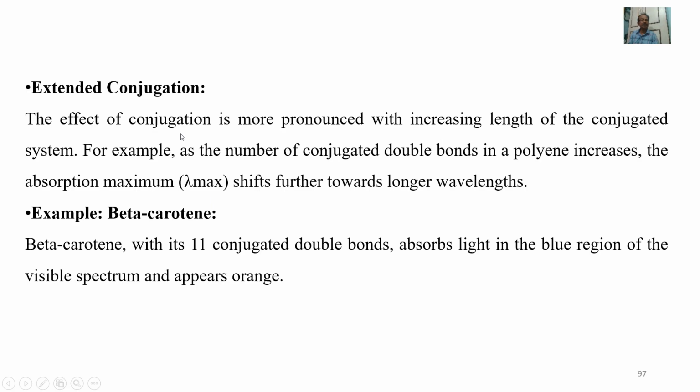For example, as the number of conjugated double bonds in a polyene increases, the absorption maximum lambda max shifts further towards the longer wavelengths. Example, beta-carotene. Beta-carotene with its 11 conjugated double bonds absorbs light in the blue region of the visible spectrum and appears orange.